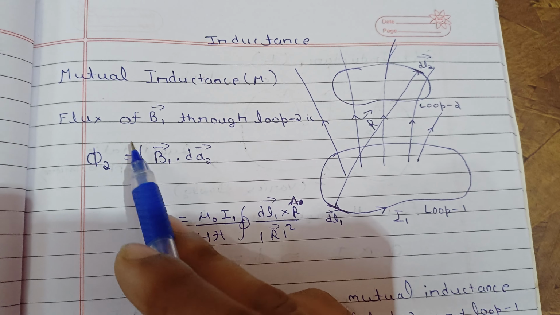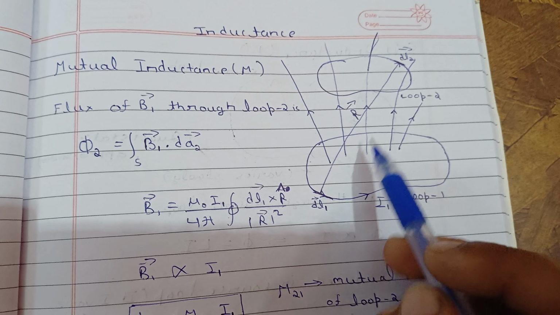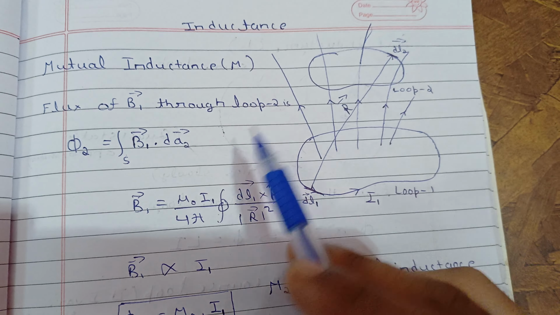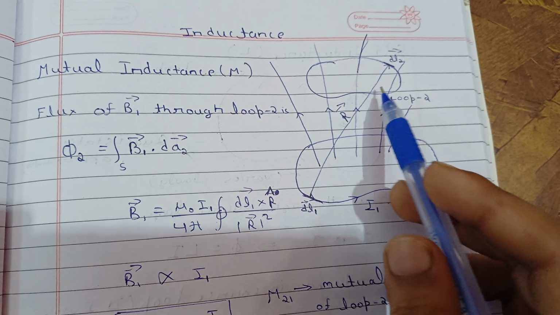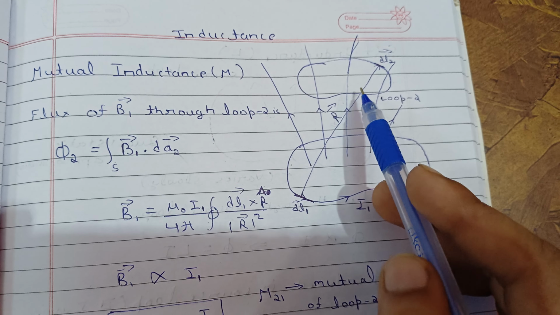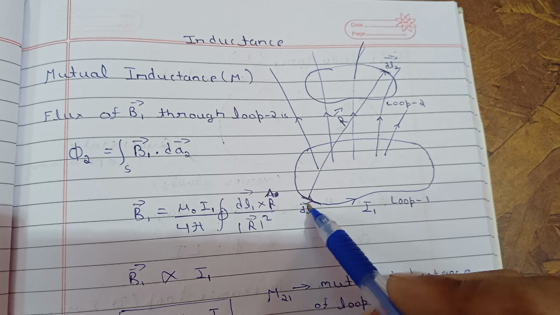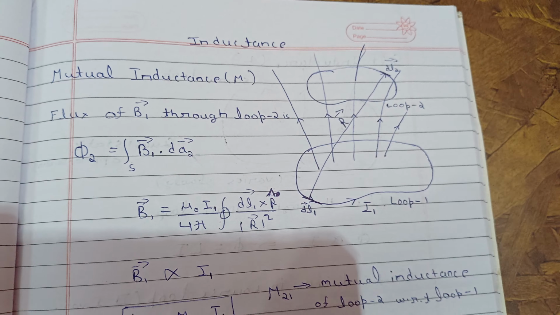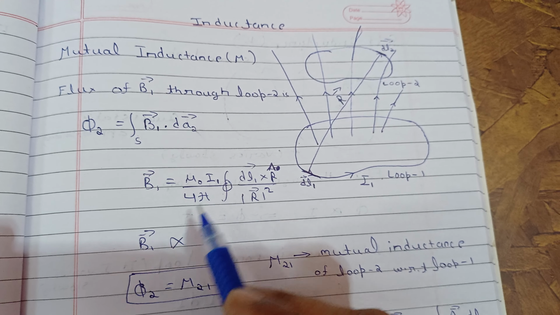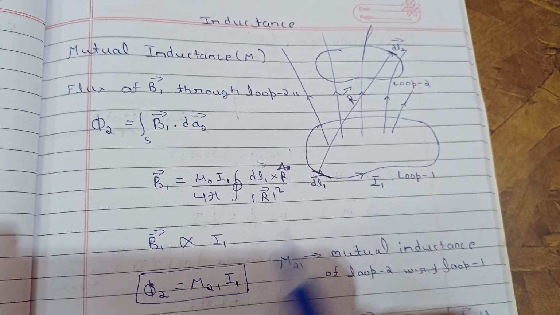First we need to find the flux of B1 through loop 2. Current I1 is flowing in the first loop, and we need to find the flux through loop 2. For that we need to find the magnetic field passing through this loop, so for the magnetic field we use the Biot-Savart law. Due to the dl1 element, we need to find the magnetic field at dl2 with the position vector r. So B1 equals mu naught I1 divided by 4 pi, dl cross r, divided by the magnitude of r squared.